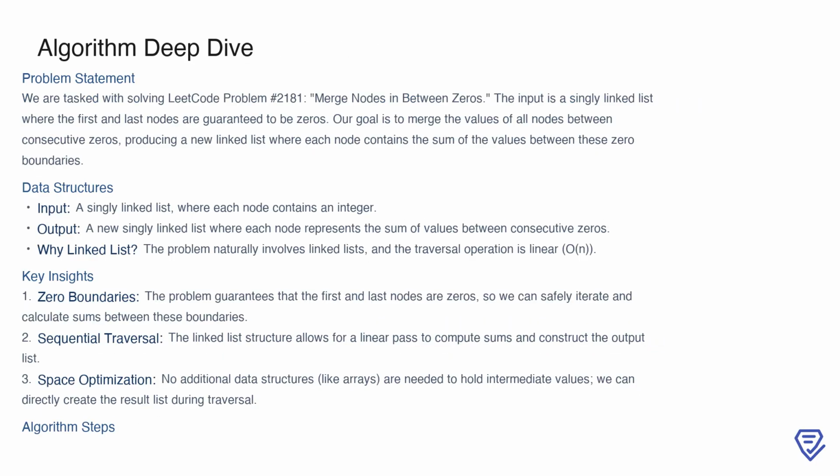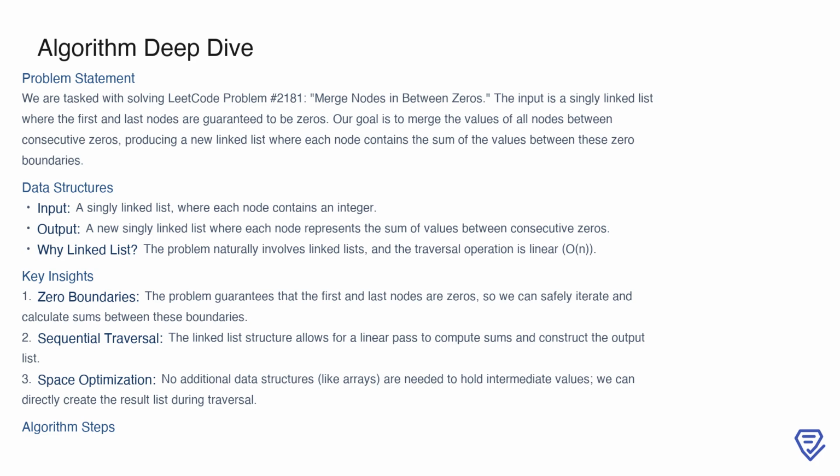In this problem, we are working with a singly linked list where the first and last nodes are guaranteed to be zeros. Our task is to merge the values of all nodes that lie between consecutive zeros and produce a new linked list. Each node in this output list will represent the sum of these values. For example, if the input linked list has segments separated by zeros, we'll calculate the sum within each segment and store it as a single node in the result.